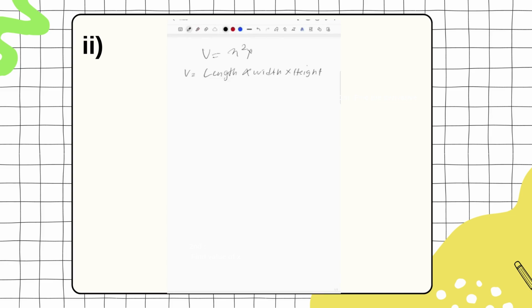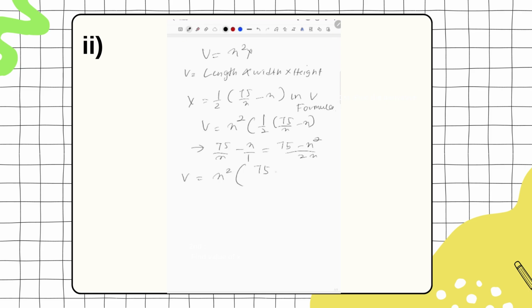Okay, so find the maximum volume of the container. So V we know is length multiplied by width multiplied by height, and substitute y, that's equal to 1 over 2 times 75 over x minus x into the volume formula. So V equal to x square multiplied by 1 over 2 times 75 over x minus x. So that we get 75 over x minus x over 1 equal to 75 minus x square over 2x. And then V equal to x square multiplied by 75 minus x square over 2x, and then V equal to x times 75 minus x square over 2.